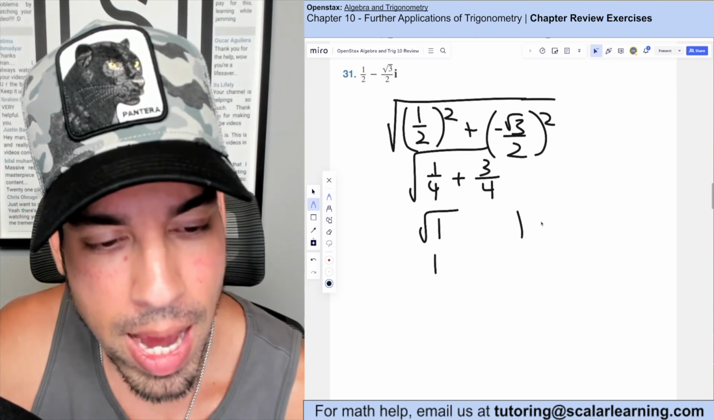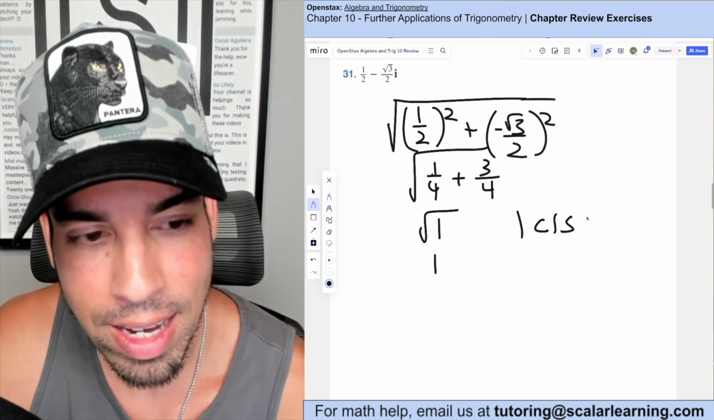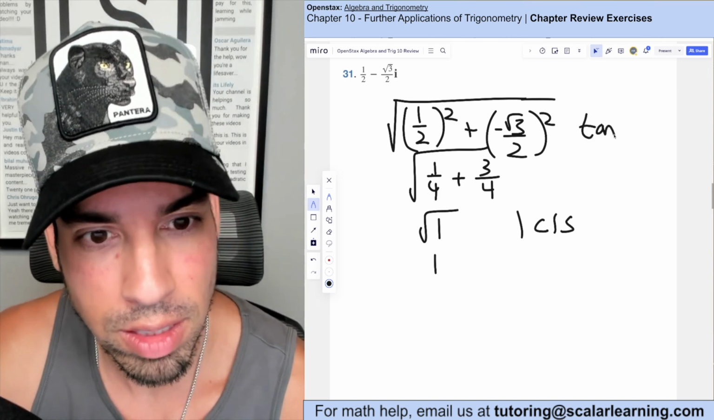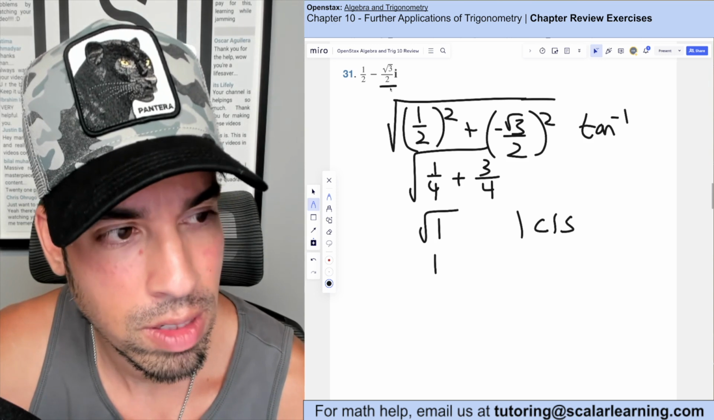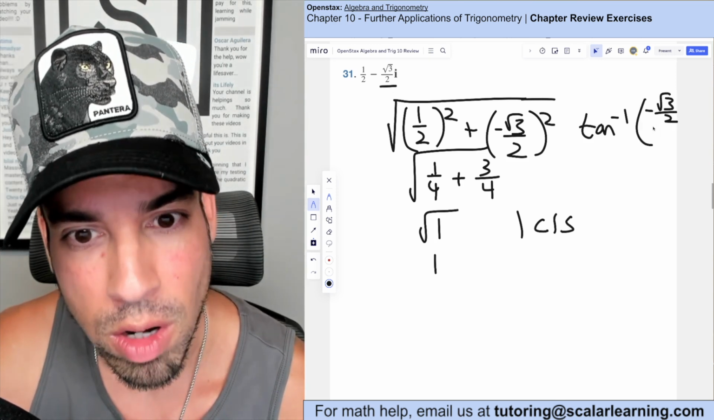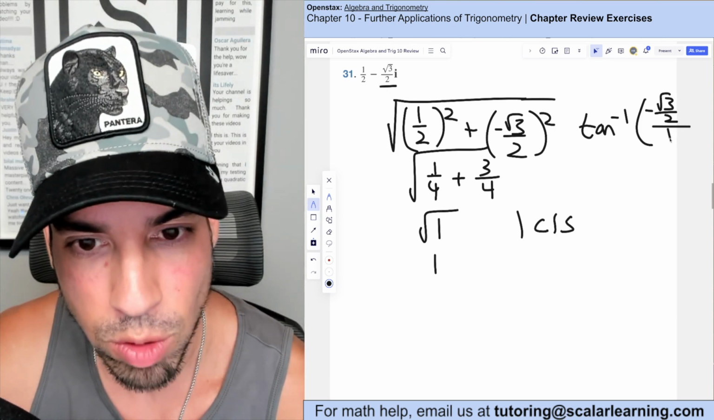So now we take that magnitude, and the shorthand is CIS, and then we need the theta value. So to get the theta value, what I can do nicely is I can take arctangent of this second value, this y value, which is negative root 3 over 2, divided by the x value, which is 1/2.